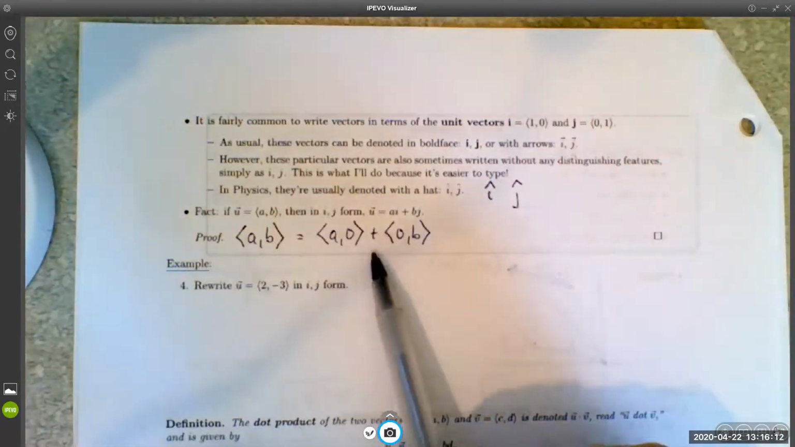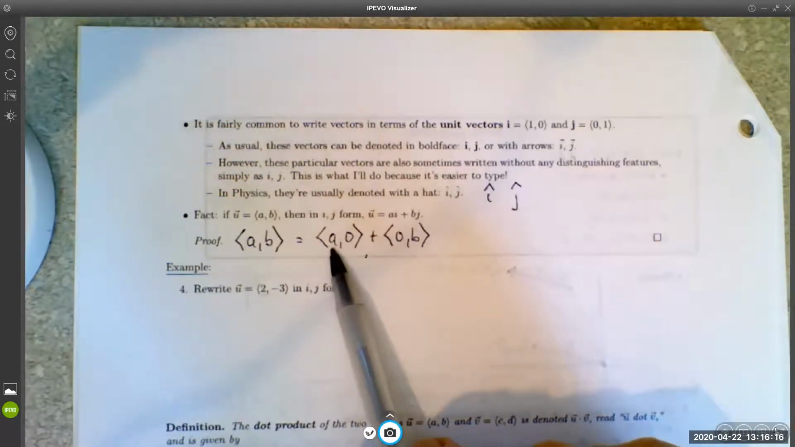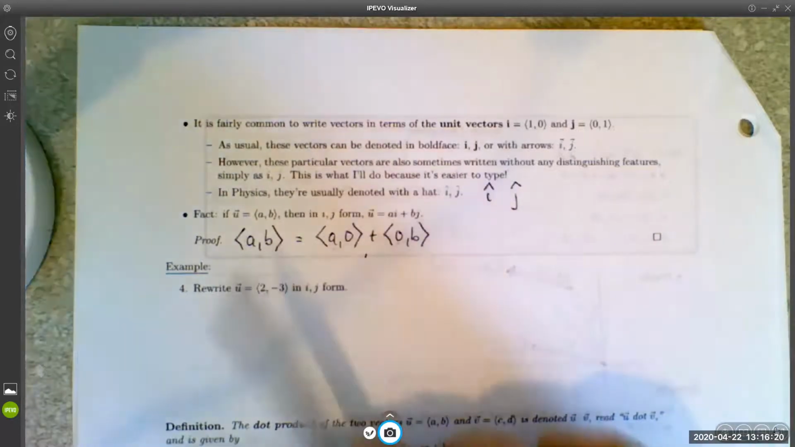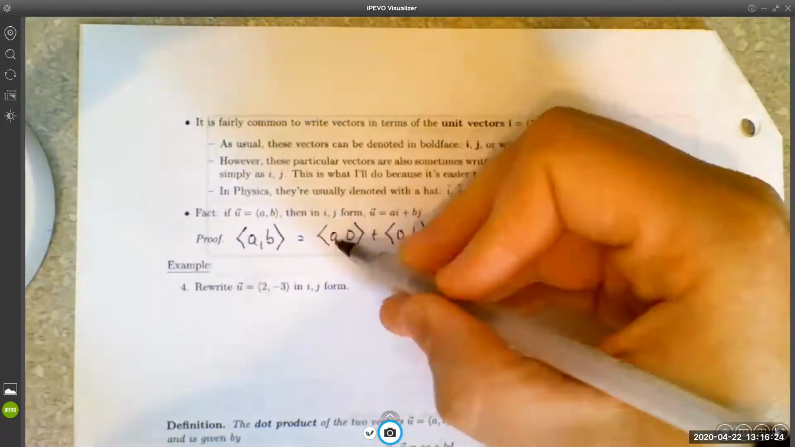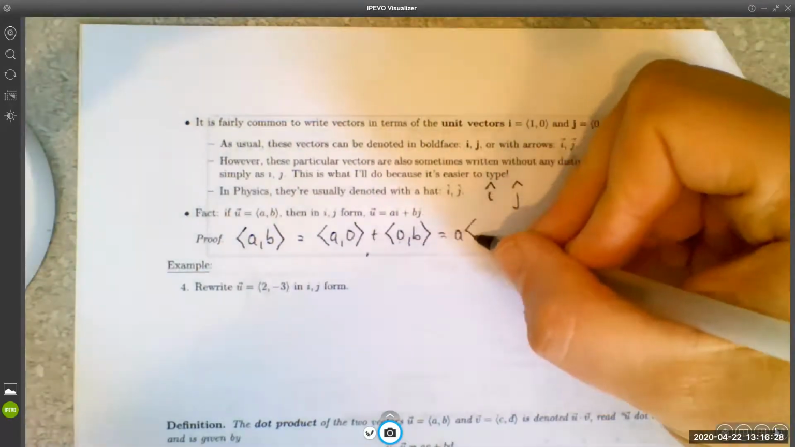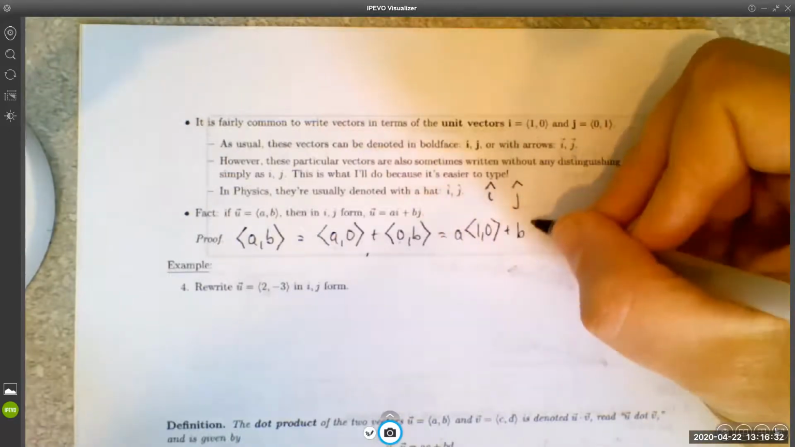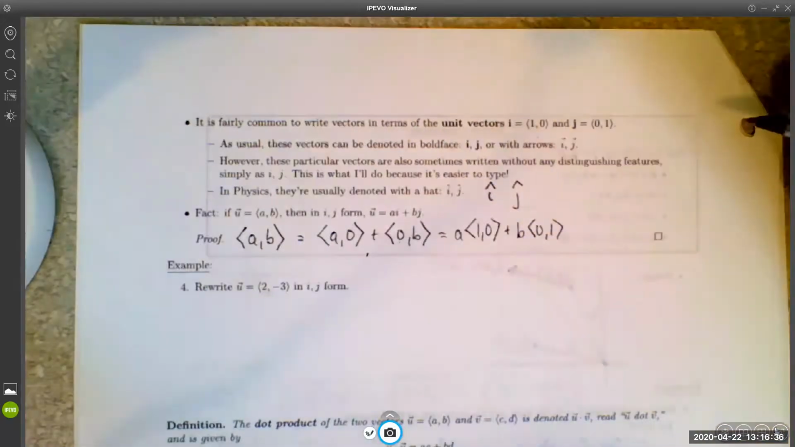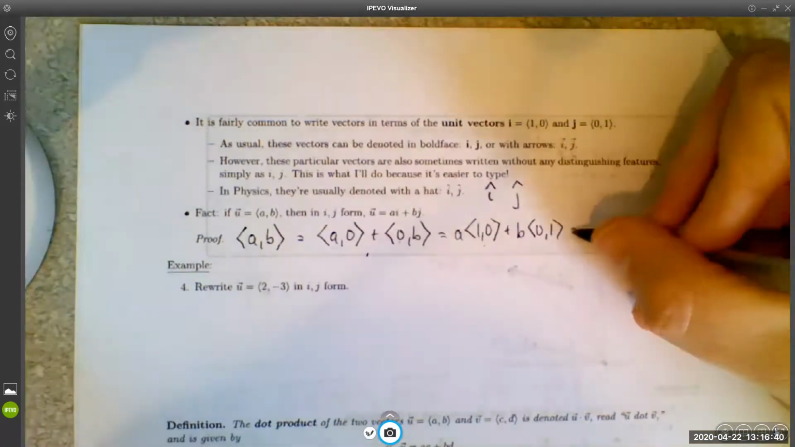If you go backwards from this step to the previous step, then you would add the like components, right? a plus 0 is a, 0 plus b is b. And now I can factor out an a from the first vector, factor out a b from the second vector, and sure enough, this vector is just i, and this vector is just j, right?